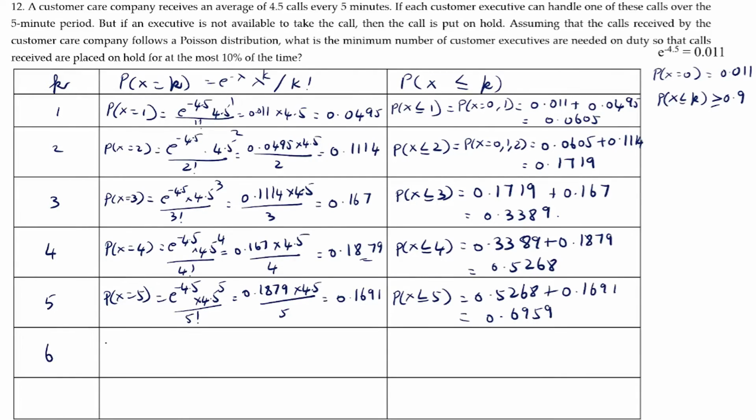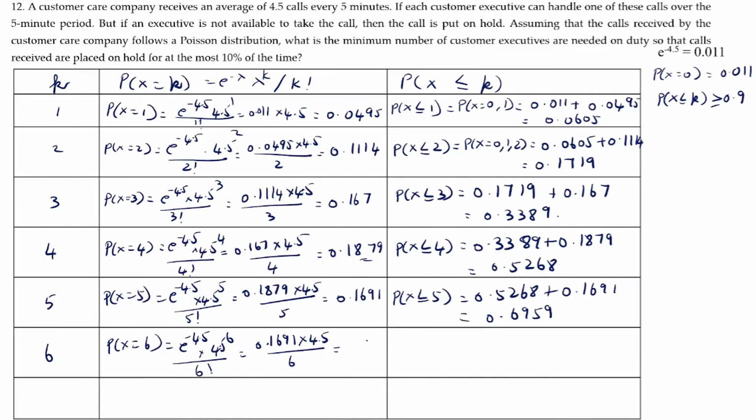Now, let us try 6. Probability of x equal to 6 is e raised to minus 4.5, 4.5 raised to 6 by 6 factorial. So, for this, e raised to minus 4.5, 4.5 raised to 5 by 5 factorial, it is 0.1691. So, this will be 0.1691 into 4.5 divided by 6.